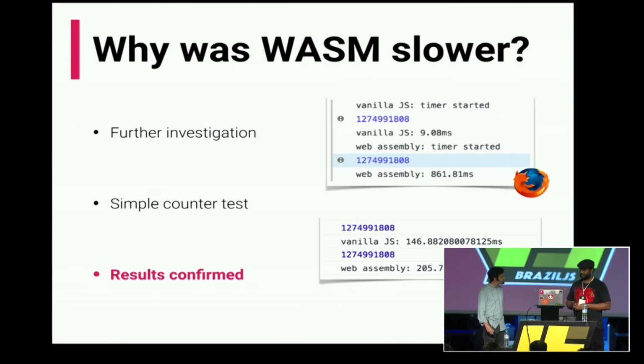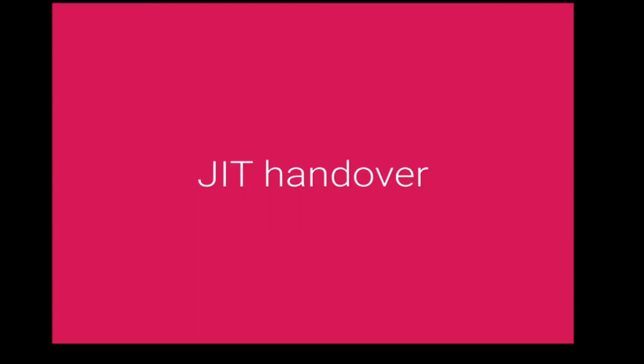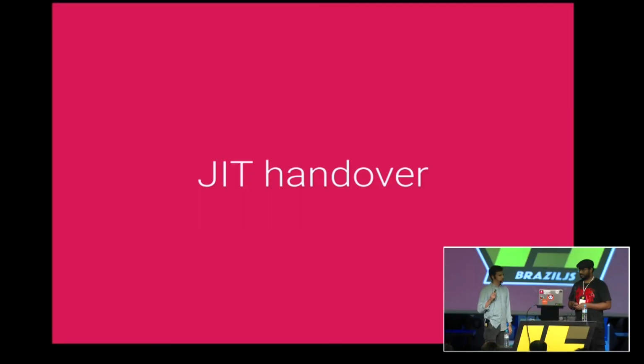But as we can see, for example, in the Firefox measurement, the WebAssembly code is up to 100 times slower, a lot. This is because the just-in-time compiler doesn't know yet how to deal with wasm in the best way.